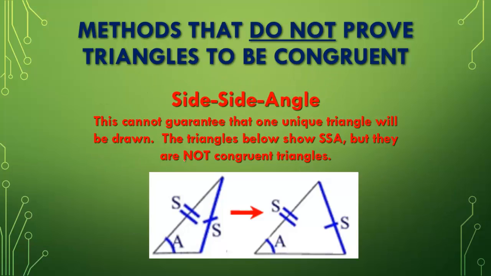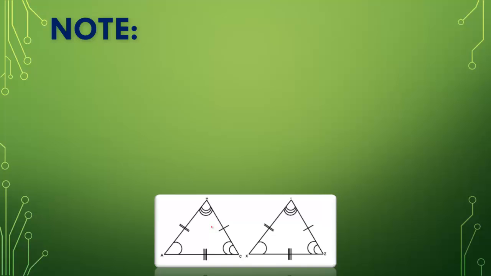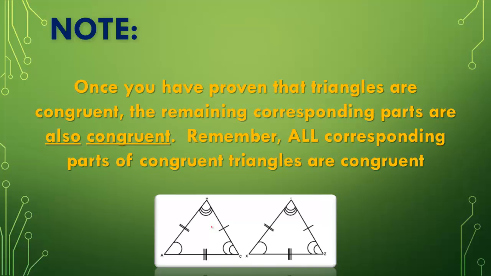Like I said, side side angle doesn't work. Here's a perfect example of two triangles that have the same side measurements and the same angle measurement, but look completely different. If you were to measure this, which we can't do because we can't make assumptions, we couldn't assume that they are congruent either. So they have to be congruent without a doubt. Something to note: once you have proven that triangles are congruent, all the remaining corresponding parts are also congruent.